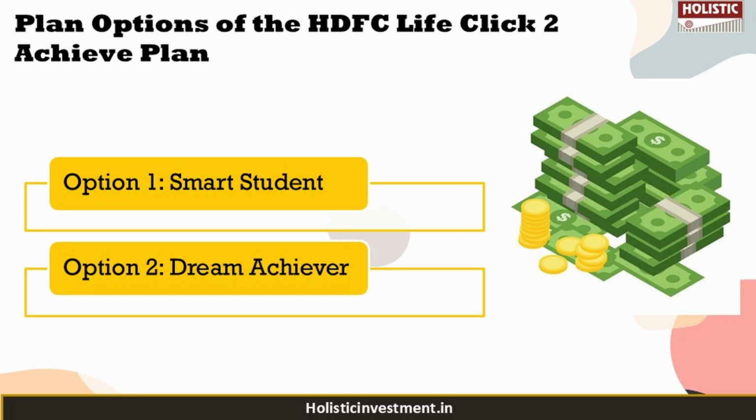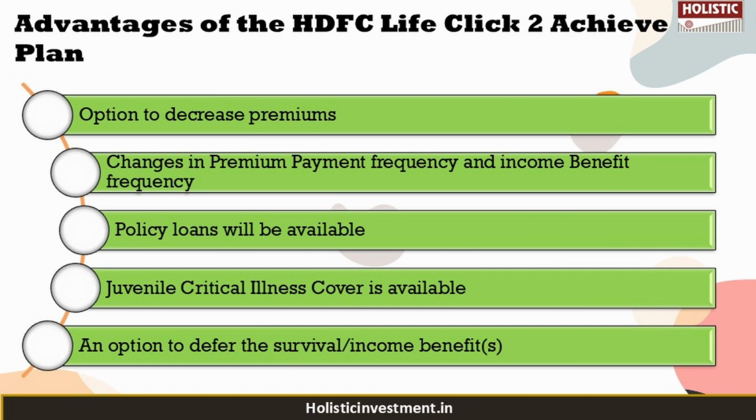Now let us take a look at the advantages and disadvantages of this policy. So the advantages are: you have the option to decrease your premiums after completion of 5 policy years, and you can also make changes in your premium payment frequency and income benefit frequency, and policy loans will be available subject to a maximum of 80% of your surrender value, and juvenile critical illness cover is available on payment of an additional premium. The policy holder of this policy also has an option to defer his or her survival or income benefit. So these are the advantages.